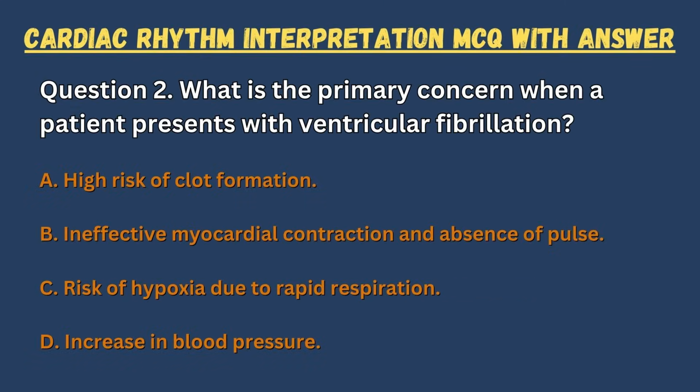Question 2. What is the primary concern when a patient presents with ventricular fibrillation? A. High risk of clot formation. B. Ineffective myocardial contraction and absence of pulse. C. Risk of hypoxia due to rapid respiration. D. Increase in blood pressure.